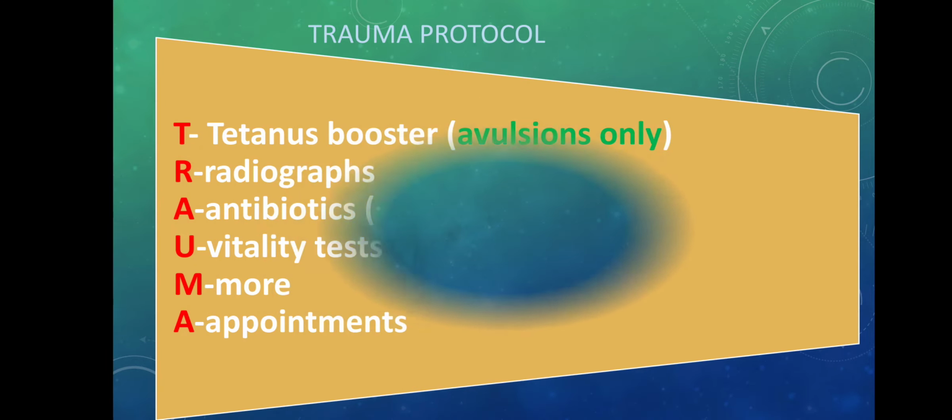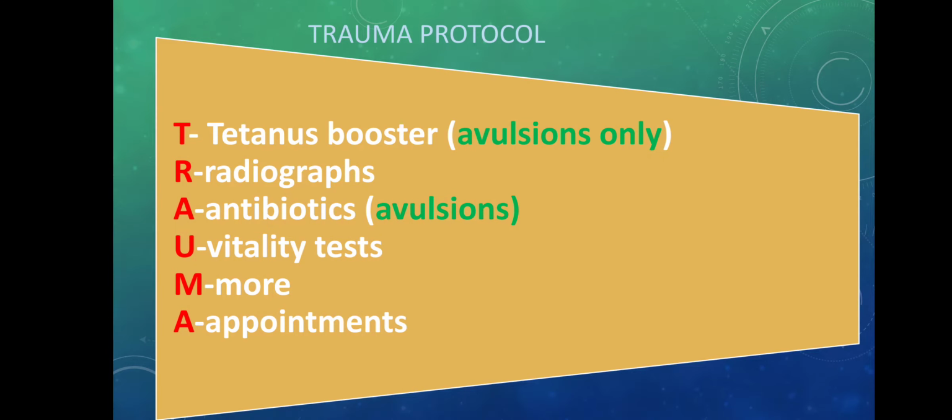Now coming to our trauma protocol, we can remember it with an acronym, and the acronym is TRAUMA, and it's spelled a bit differently. We use a V instead of a U here. So our T stands for tetanus booster, and it's true only in cases of avulsions where the tooth has been knocked out and the plan is to reimplant it. So we need to prevent infection from happening. So you need a tetanus booster in the first 48 hours within the injury timing.